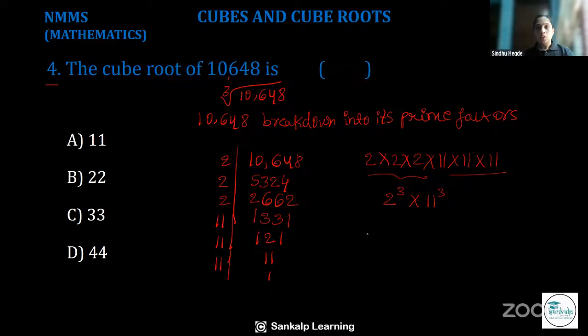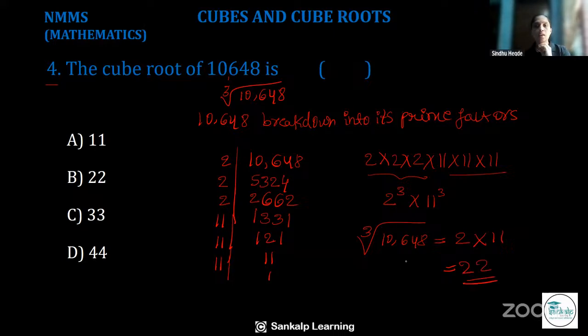So now take the cube root of 10,648. When we take the cube root on both sides, this 2 cube into 11 cube, the cube root cancels out. So the remaining is 2 into 11. 11 twos are 22. So 22 cube is 10,648. Here the correct answer is option B, 22.